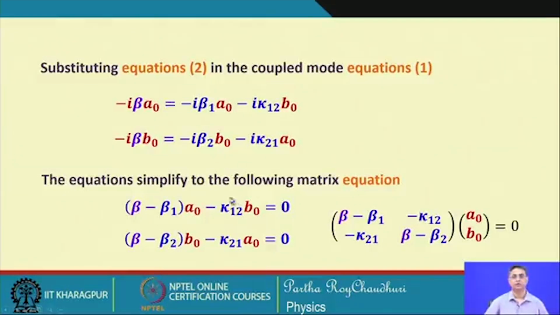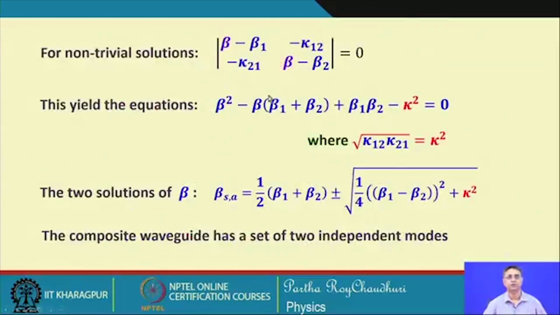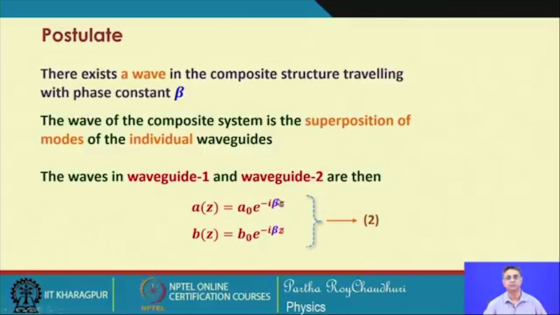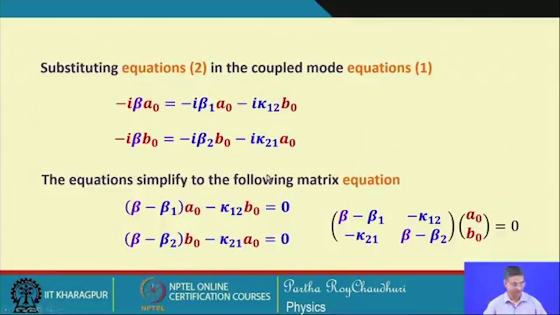Now, for the solutions for A0 and B0, for this non-trivial solution, the determinant of this matrix will be put equal to 0, which will give you a quadratic equation in beta square. Because we are looking for a beta, we have assumed that there is a total wave for the composite system which is propagating with a propagation constant beta, and we are looking for this beta in terms of the amplitudes and propagation constants of the individual waveguides.